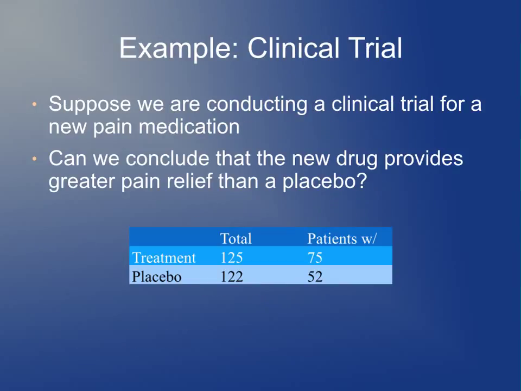So, for example, say we're doing a clinical trial for a new pain medication, and we want to see if the new drug provides better pain relief than a placebo. Say, in the treatment group, there are 75 patients with pain relief out of 125, and there's 52 out of 122 in the placebo group. That should say patients with pain relief. This is one more thing that got messed up when I converted this into Keynote.